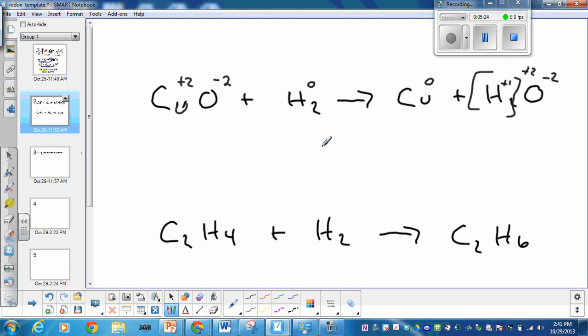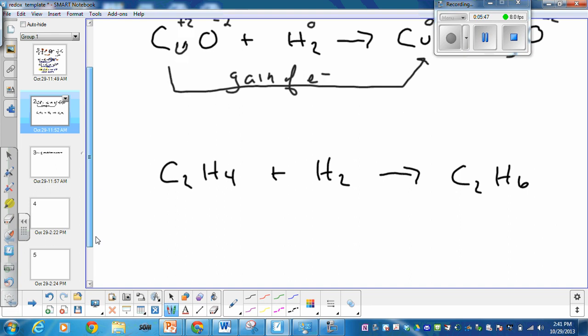So a couple things have happened, but let's focus on the copper. So what took place here for the copper? The copper went from a +2 charge to a 0 charge. To get rid of a positive charge, we must have a gain of electrons. We're going to call this process a reduction.